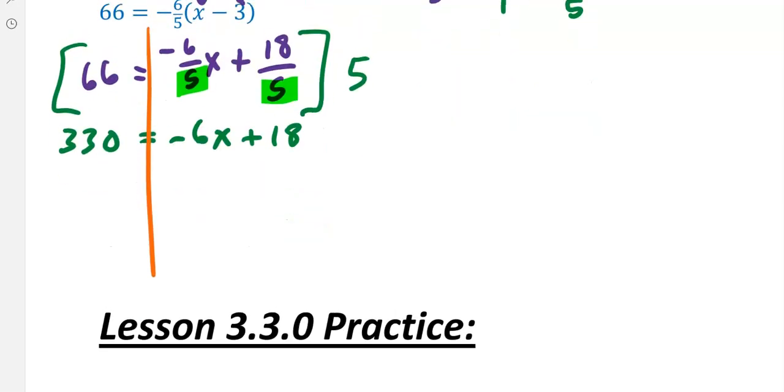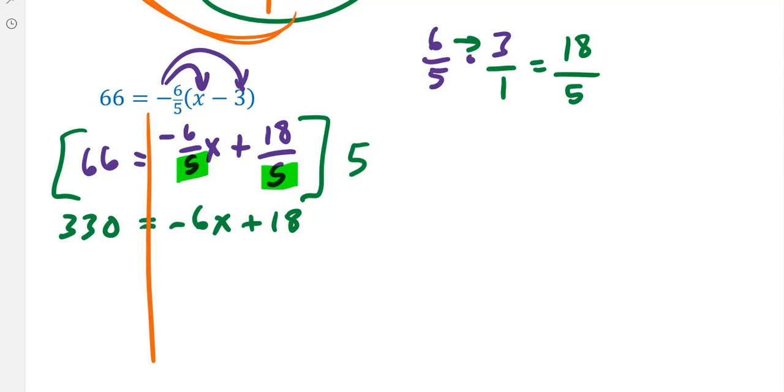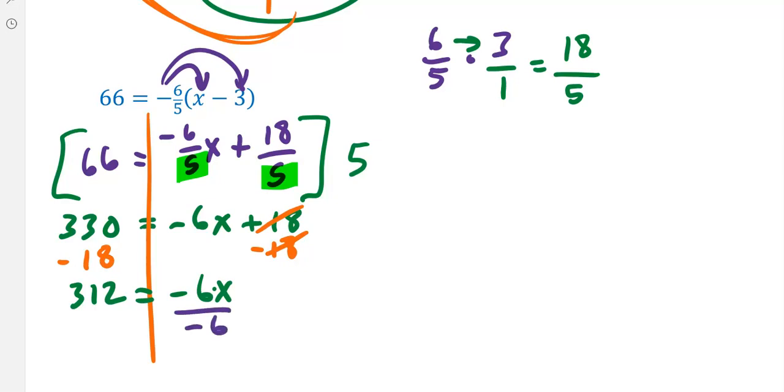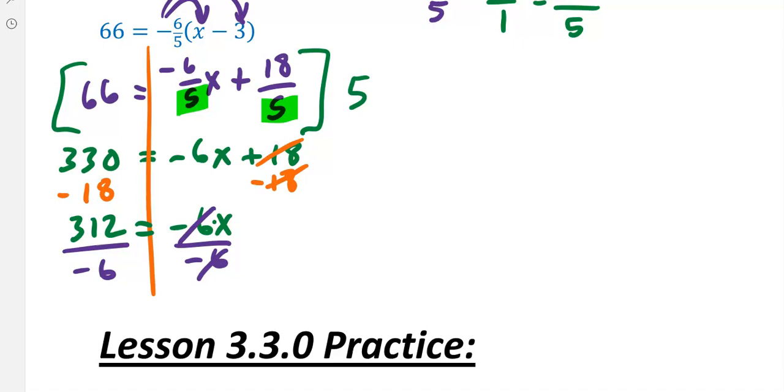Draw my line down through the equal sign there. I'm going to subtract 18, going to undo the adding of 18. Those cancel each other out. And 330 minus 18 is 312 equals negative 6x. Now I undo the multiplication of negative 6 times x. So I'm going to divide by that negative 6. Now these will cancel each other out, and x will equal 312 divided by negative 6.